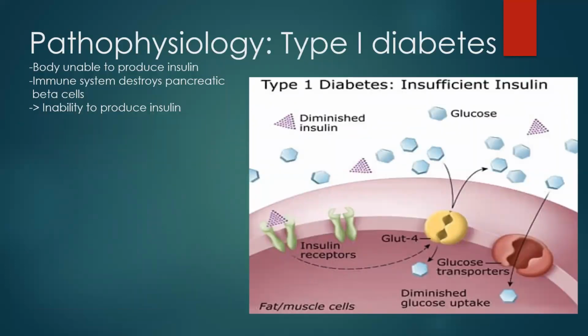Type 1 diabetes. Type 1 diabetes, which is also known as insulin-dependent diabetes mellitus, is a chronic illness categorized by the body's inability to produce insulin due to the immune system destroying pancreatic beta cells in the pancreas. Insulin is produced by the beta cells of the islets of Langerhans located in the pancreas, and the destruction of the cells results in inability to produce insulin. And insulin is extremely important in regulating blood glucose.